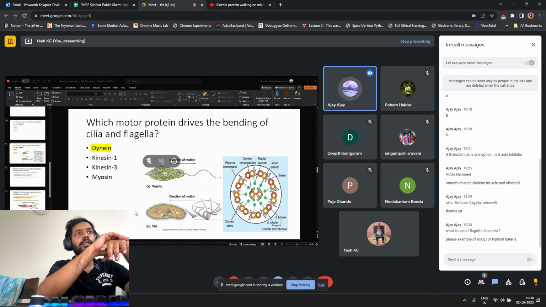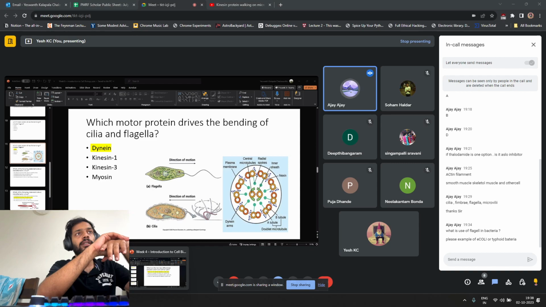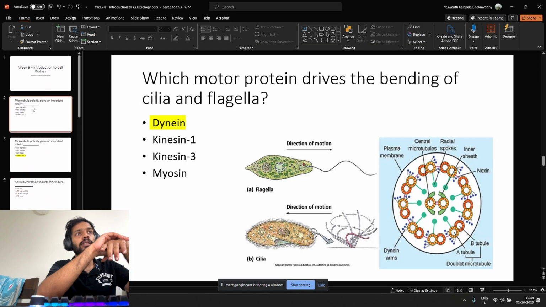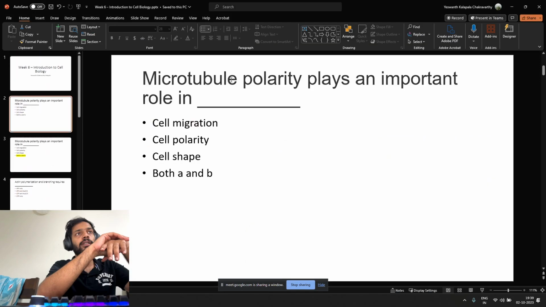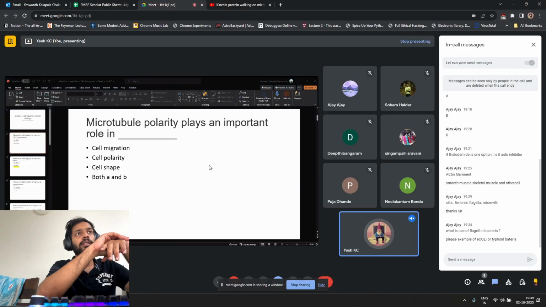The first question I was not knowing. I think I joined late. Can you please repeat? So, microtubule polarity plays an important role in what? Is it cell migration, cell polarity, cell shape, or both A and B?